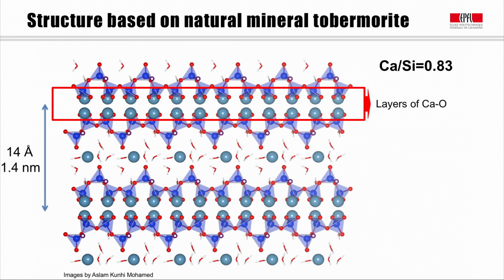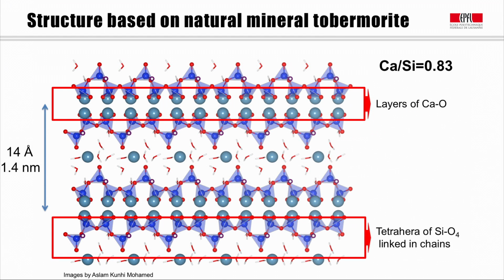First of all, we have these layers of calcium and oxygen. So this is what you see here. You see the calcium atoms in this kind of turquoise color and the oxygen atoms in red. So these are the layers of calcium oxygen. And in fact, these layers are very similar to the layers you have in calcium hydroxide. It's probably not a coincidence.